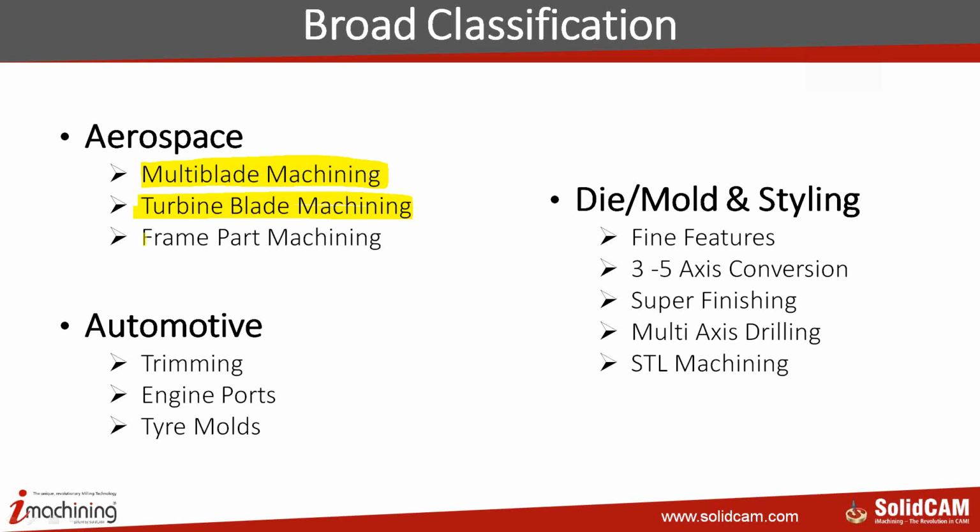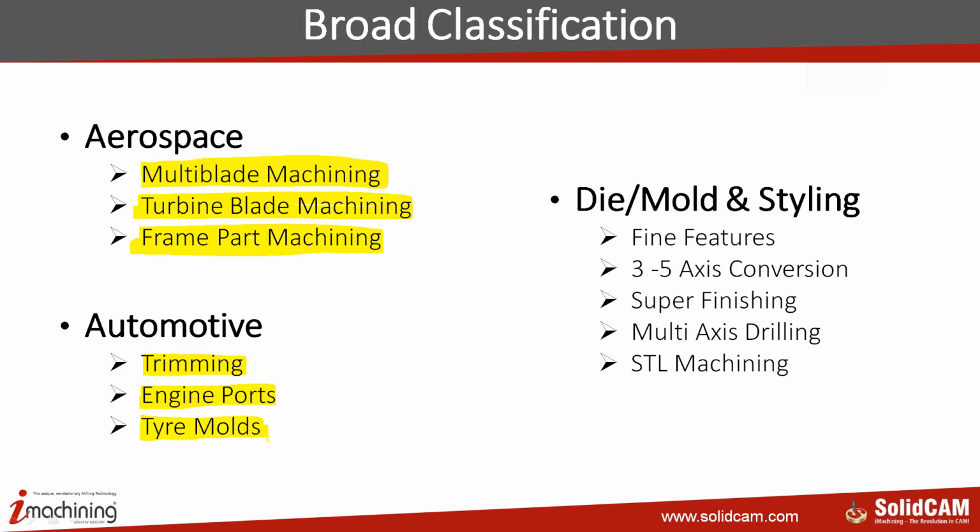And then we have added a new function called swarfing, which can be used for cutting frame parts, which I'm going to show today. Walls of the frame parts can be cut very effectively using the swarfing toolpath creation in SolidCAM. In the automotive, we have added 5-axis contouring that can be used for trimming of vacuum form parts. We also have a dedicated port machining functionality for machining engine ports. And then in our existing 5-axis capability, I'll show you strategies that can machine tire molds very effectively.